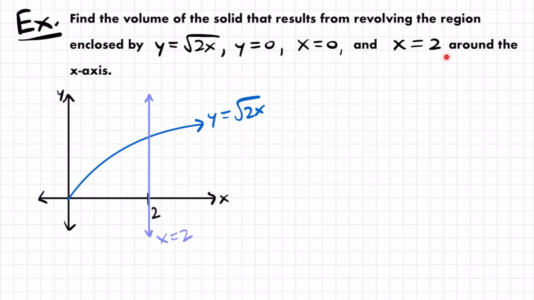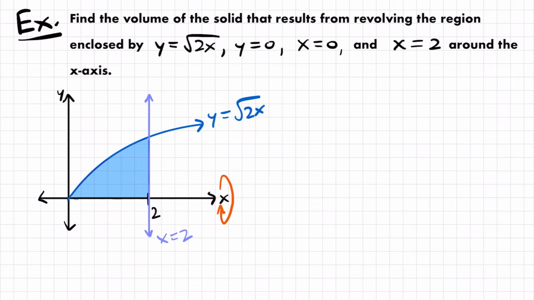So between all of these lines, we have this region right in here. This region that I'm shading in is the region that we are going to be revolving around the x-axis in order to get a solid of revolution, right? We're told that the solid results from revolving the region enclosed by these equations around the x-axis. And so I'm going to signify that by drawing an arrow around the x-axis.